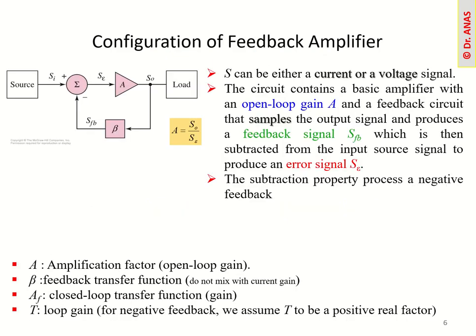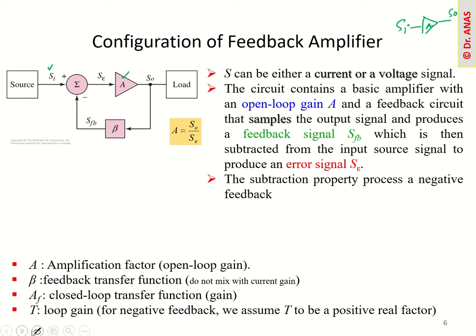So let's have a look at the generalized feedback amplifier network. Let's say we have a source producing a signal Si, and let's say the open loop gain of the amplifier, or amplification factor, is A. So we have an amplifier which has a gain of A, the input signal goes to the amplifier, and you get an output signal.